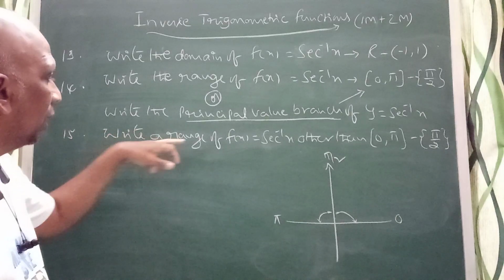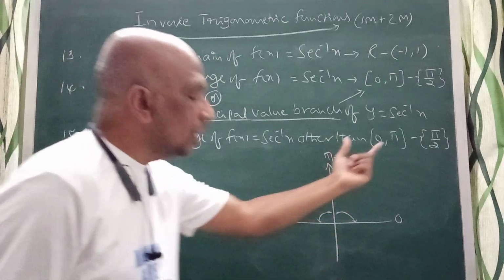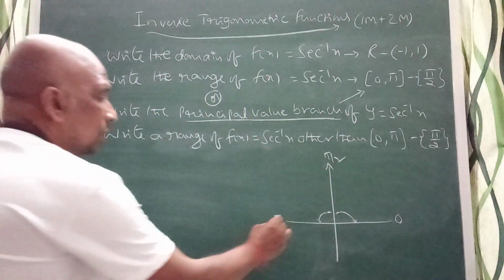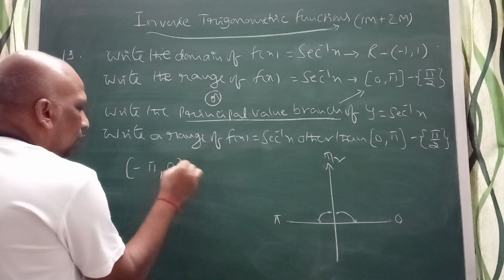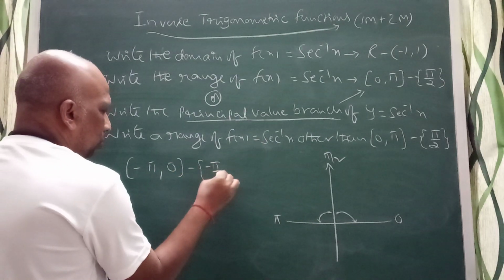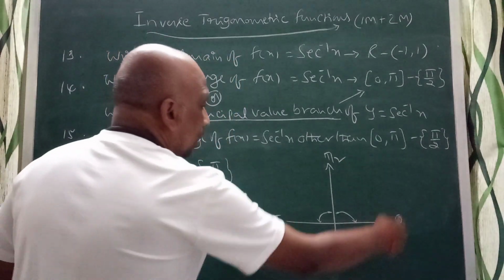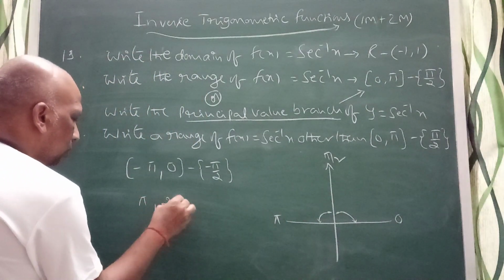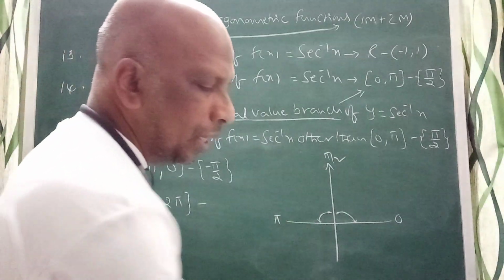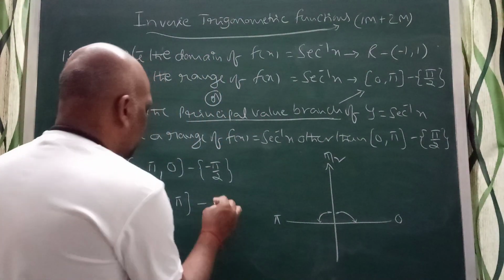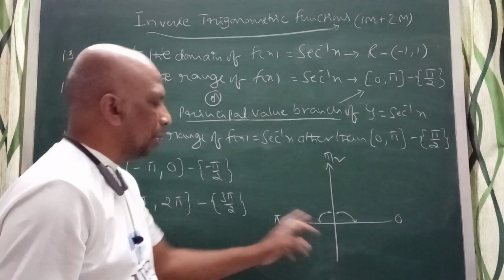Now, in this problem, write a range of f of x equal to secant inverse x other than this interval. Other than this interval, I can consider the interval minus pi comma 0, excluding minus pi by 2. Another one I can consider is pi comma 2 pi. When I have taken pi comma 2 pi, you should exclude 3 pi by 2.